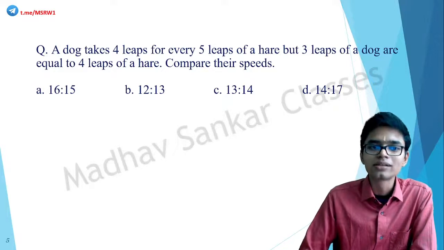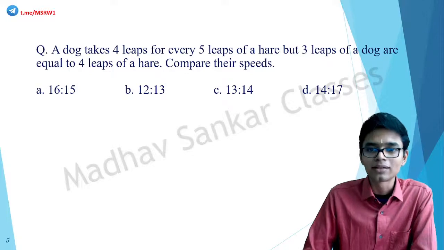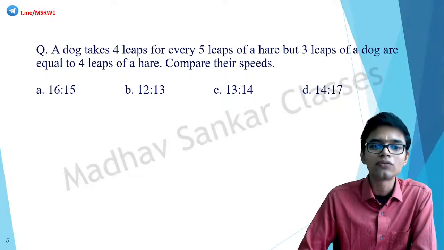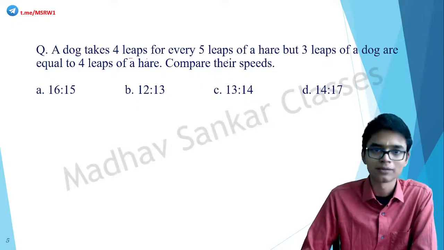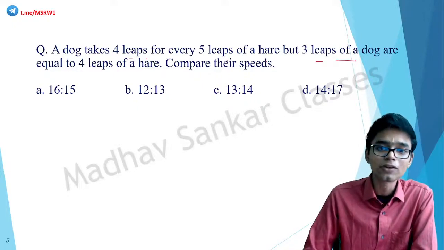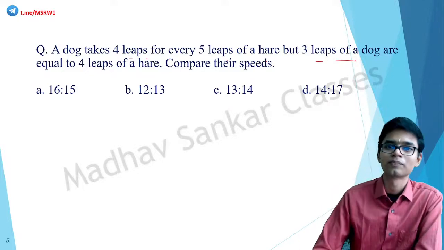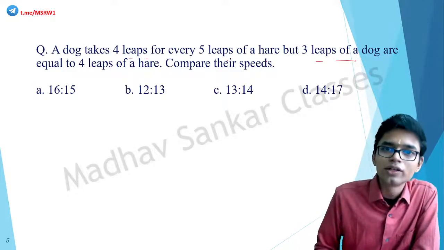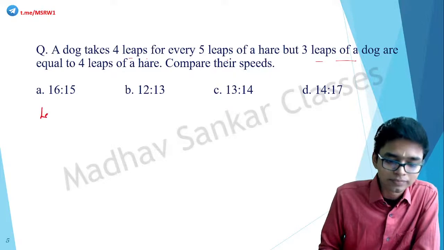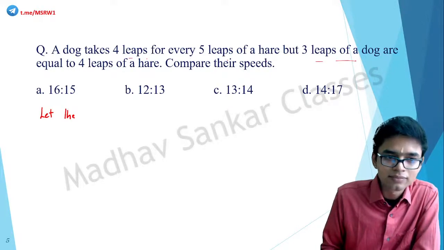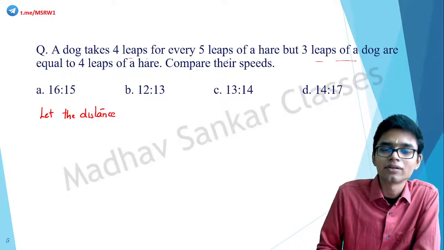So a dog takes 4 leaps for every 5 leaps of a hare. But 3 leaps of a dog are equal to 4 leaps of a hare. Compare their speeds. Okay, a dog takes 4 leaps for every 5 leaps of a hare. But 3 leaps of a dog are equal to 4 leaps of a hare. How do we do this? I am writing down everything so that you can revise this later.